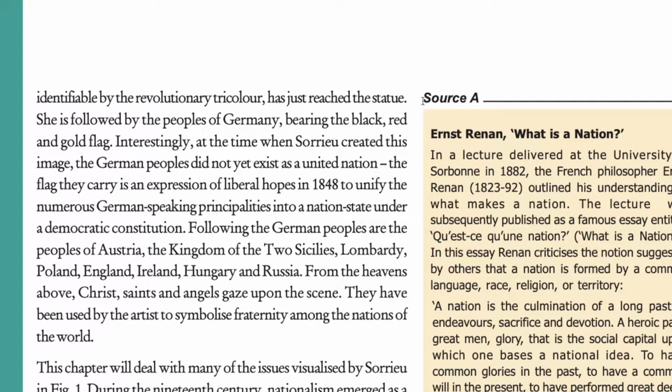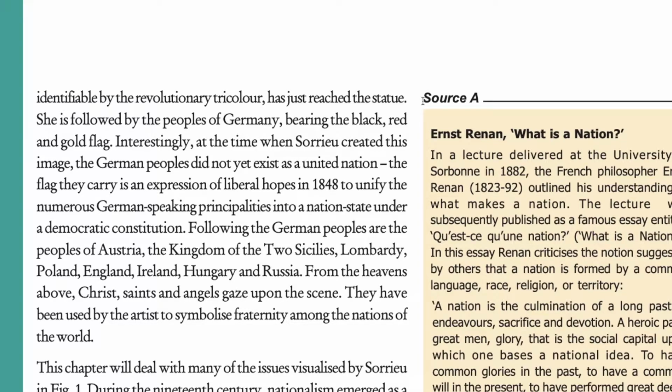She is followed by the people of Germany bearing the black, red, and gold flag. Interestingly, at the time when Sorrieu created this image, German people did not exist as one united nation. The flag they carried is an expression of liberal hopes in 1848 to unify the numerous German-speaking principalities into one nation-state under a democratic constitution.